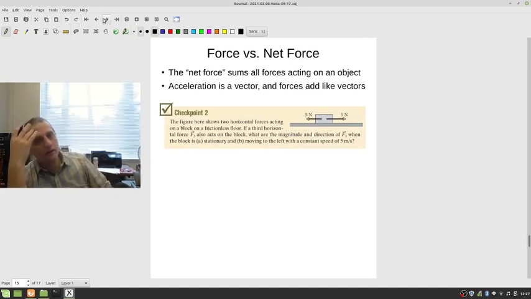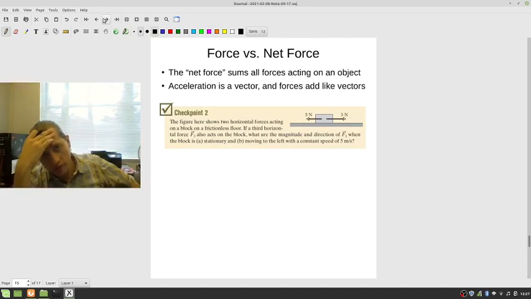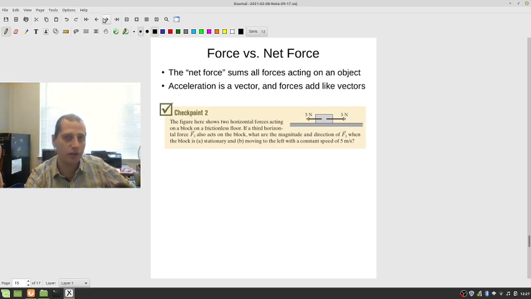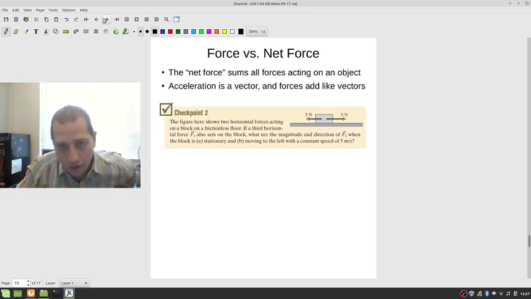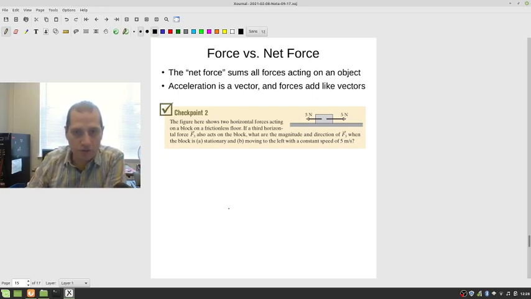Now keep in mind, Newton's second law says the net force. And the net force means that you're adding up all of the forces acting on the object, and whatever direction that net force is, is the direction that the object is going to be accelerated in. Now, as we know from our last unit, acceleration is a vector. It has a direction. And for this to work out, we have to insist that forces are going to add like vectors.